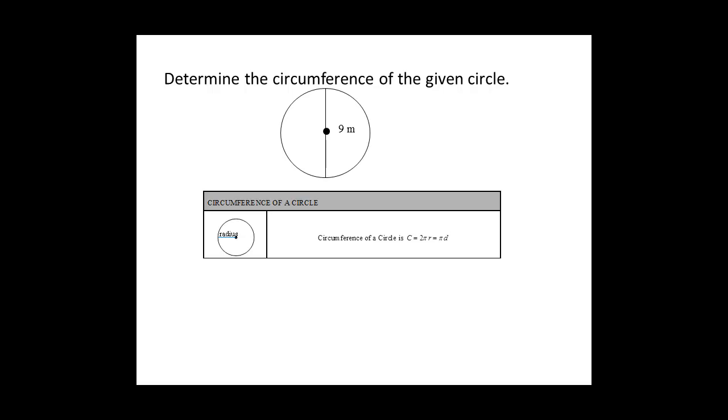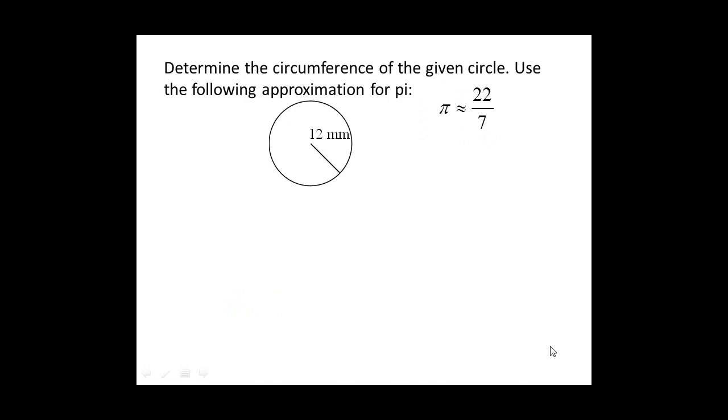In this problem, we also will not approximate pi, so our answer will be left in terms of pi. Circumference is equal to pi times d, which is the diameter. In this problem, our diameter is equal to 9 meters. So we multiply pi times 9. When we leave our answers in terms of pi, we usually write the number first and the symbol for pi second. So our answer is 9 pi, and our units are meters. 9 pi meters.